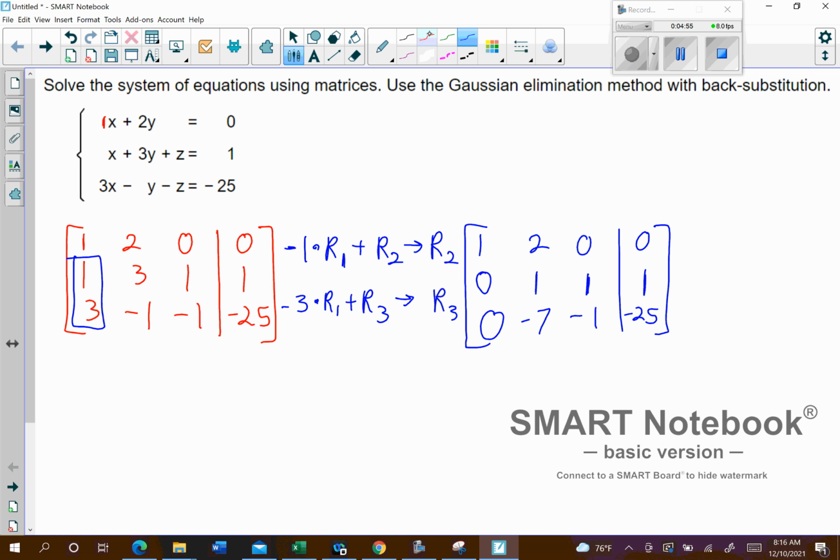Okay, my next goal is to turn this into a 1. And once again, I just kind of got lucky. It already is a 1. Okay, so now my next thing is going to be to turn this into a 0.